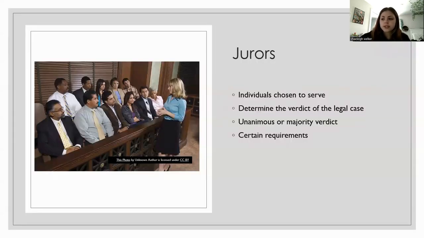Jurors are individuals chosen to serve on a jury and determine the verdict of the case. There are 12 jurors, and there can be no outside influences. They must listen to both sides, and then they come to a unanimous or a majority verdict. There are certain requirements, such as they have to be over 18 and a U.S. citizen, no felony convictions, no disqualifying physical or mental condition, and they must be a resident of the judicial district for a minimum of a year. They must also speak, read, and understand English.